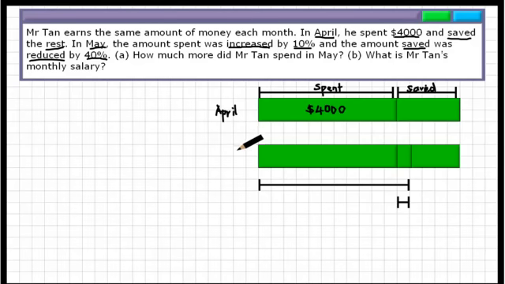So this would be May, and this is the amount of spending, including the 10% here. This is still 4,000 up to this portion here.